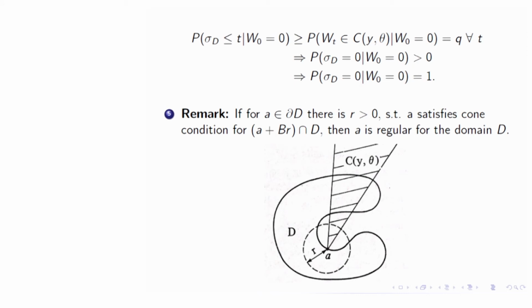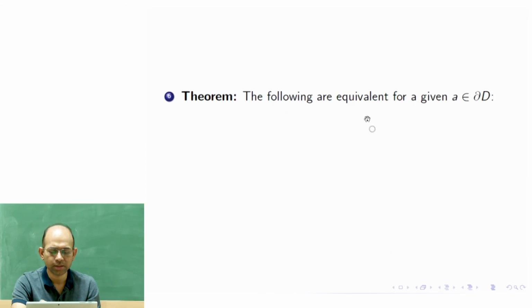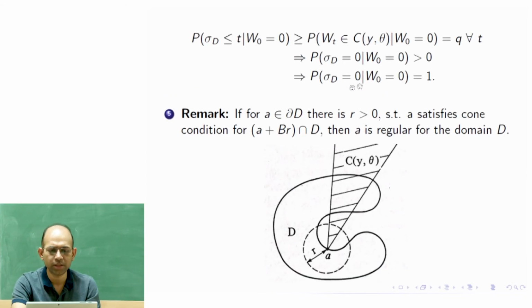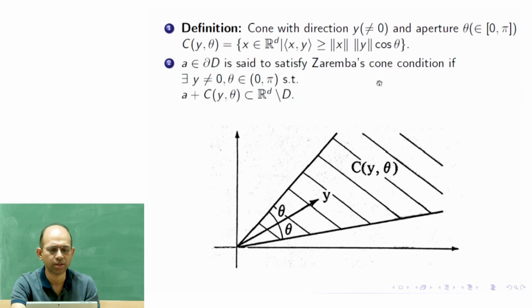Because this probability is 1. Okay, so let us see that this appears to be a little strong condition, this Blumenthal's strong condition, in the sense that the domain is like this, and then the whole cone is in the complement. But however, there are domains which come like this.